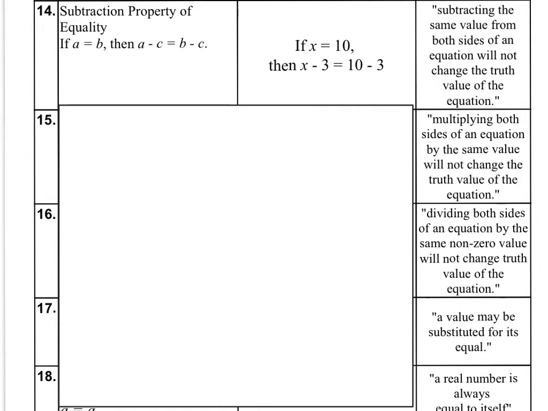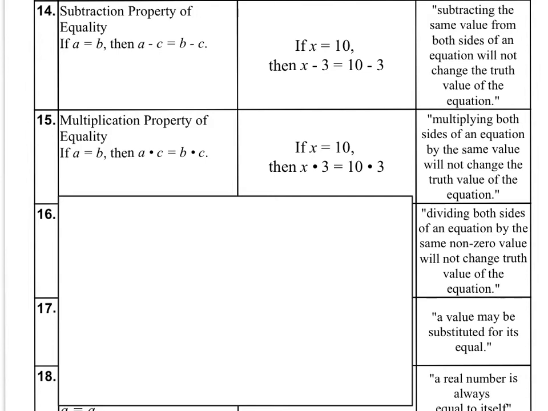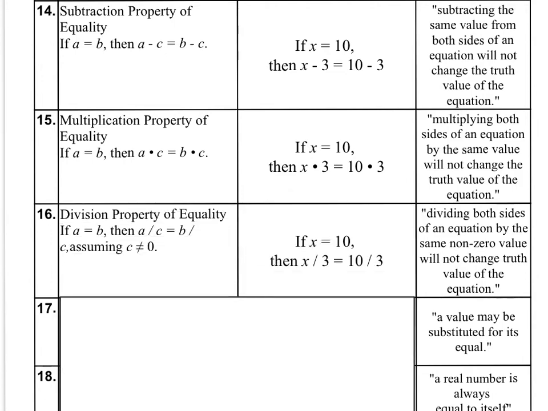Here again, we have multiplying both sides of an equation by the same value will not change the truth value of the equation. So this is our multiplication property of equality. And then finally, when we're talking about solving equations, dividing both sides of an equation by the same non-zero value, because dividing by 0 would make it undefined. We can never divide by 0. Will not change the truth value of an equation. So here we have this example.